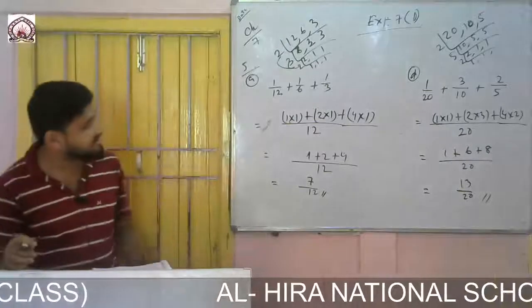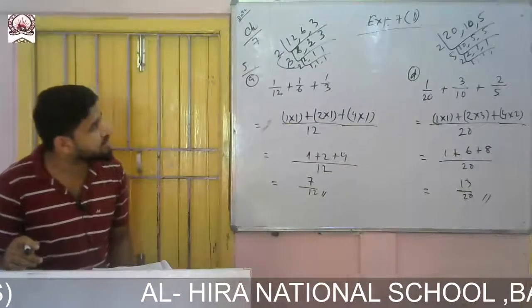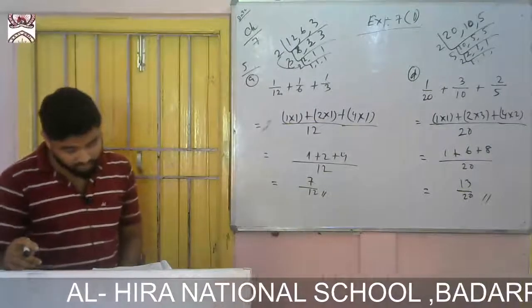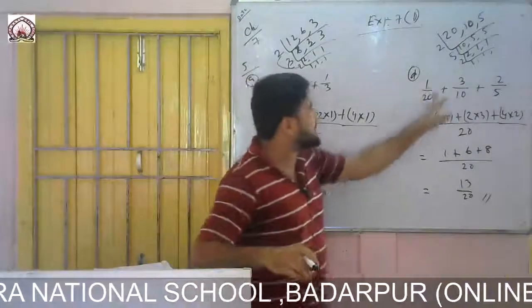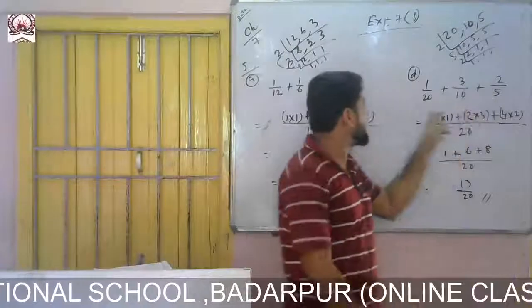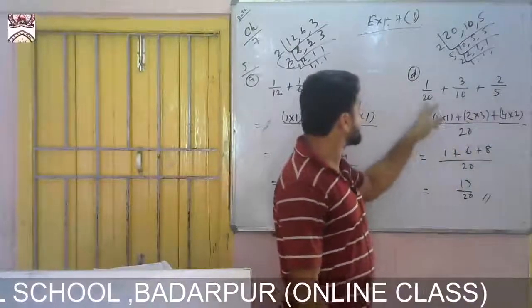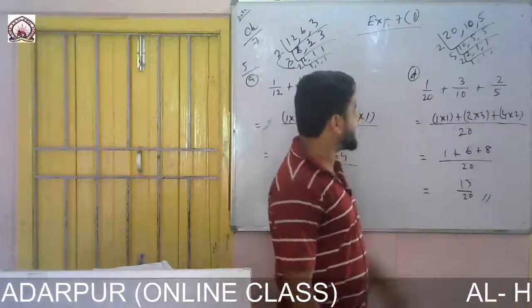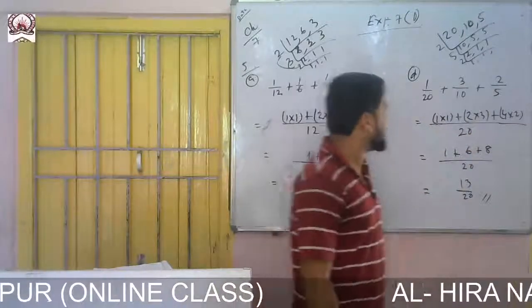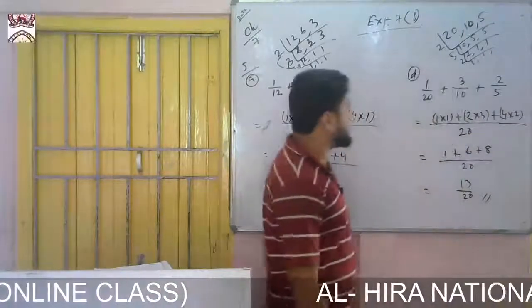1 by 20 plus 3 by 10 plus 2 by 15. So let me check. 1 by 20 plus 3 by 10 plus 2 by 15. If we take LCM, then 20. So 21 jar 20, 10 by 20. So 10 2 jar, 2 3 jar 6. Then 5 by 20, 5 4 jar.